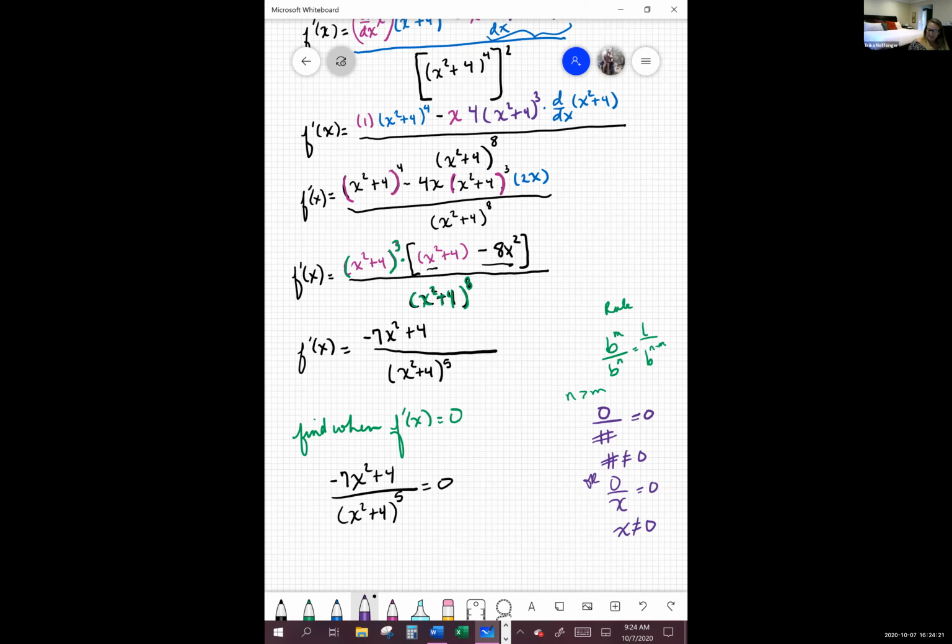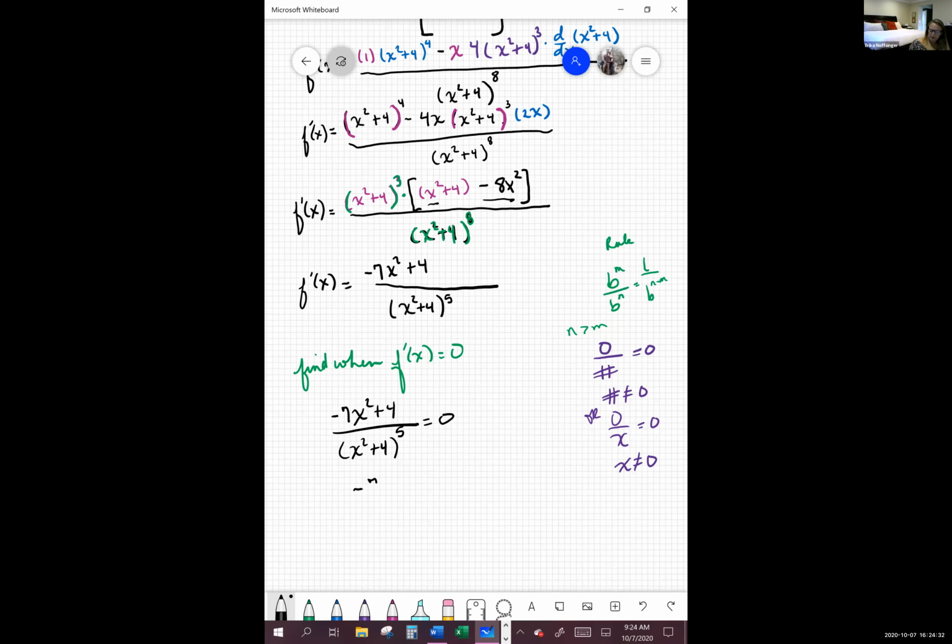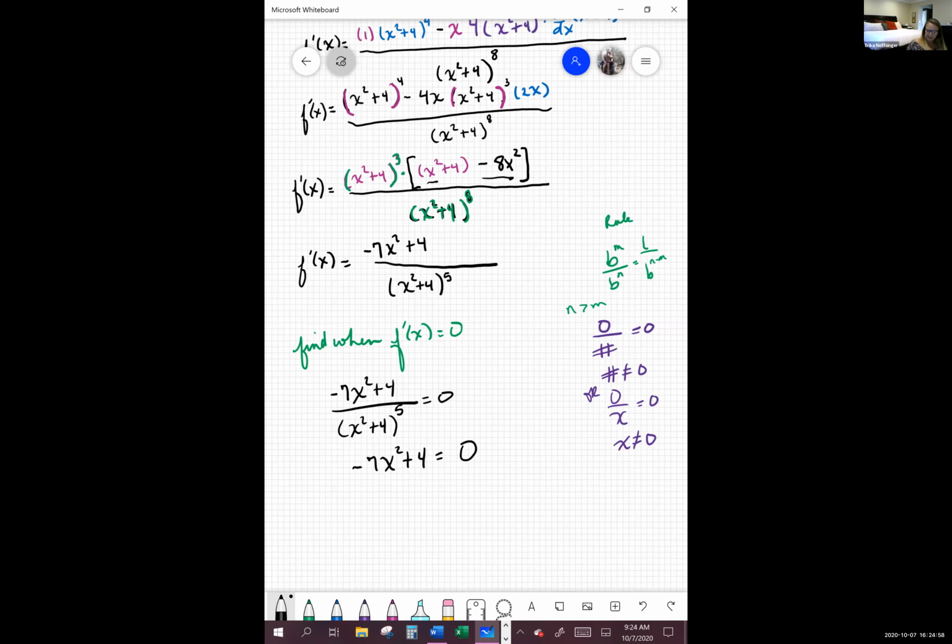So I can multiply both sides by my denominator. That would clear it over here. 0 times the denominator would give us 0. That's another way to think of it. So we have negative 7x squared plus 4 is equal to 0. Quadratic equation, multiple ways to approach this. I can try to factor it. I can use the quadratic formula. I notice it's in a form where I can use my square root method if I just isolate this square here. So let's just do that. That's the fastest, easiest way I see.